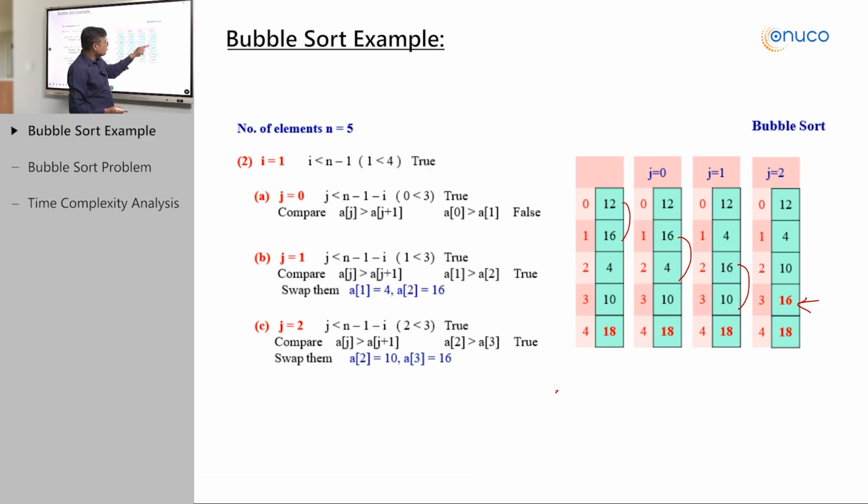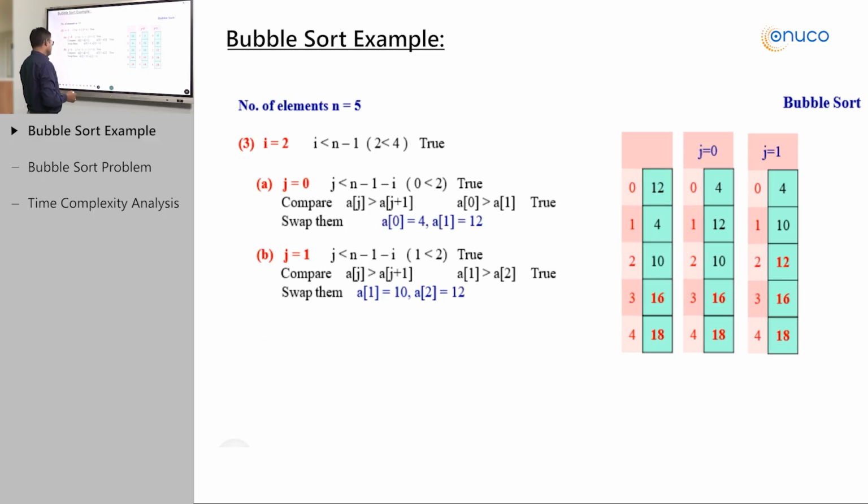In the next iteration, one more element we got, that is the second largest element of the list, went to the second last position. Similarly, next iteration, what will happen? Again we are going to compare 12 and 4. Since 4 is lesser than 12, we are going to swap it, right? Next 12 and 10, 12 is greater than 10, we are going to swap it. After swapping, we can see that 12 is the next largest element. So it came to the right position.